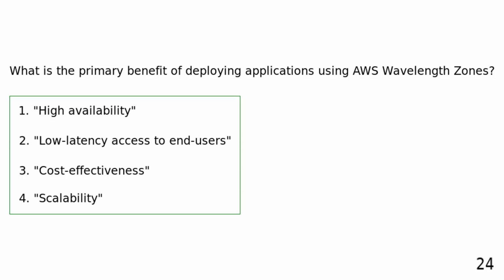What is the primary benefit of deploying applications using AWS Wavelength zones? High availability. Low latency access to end users. Cost effectiveness. Scalability.